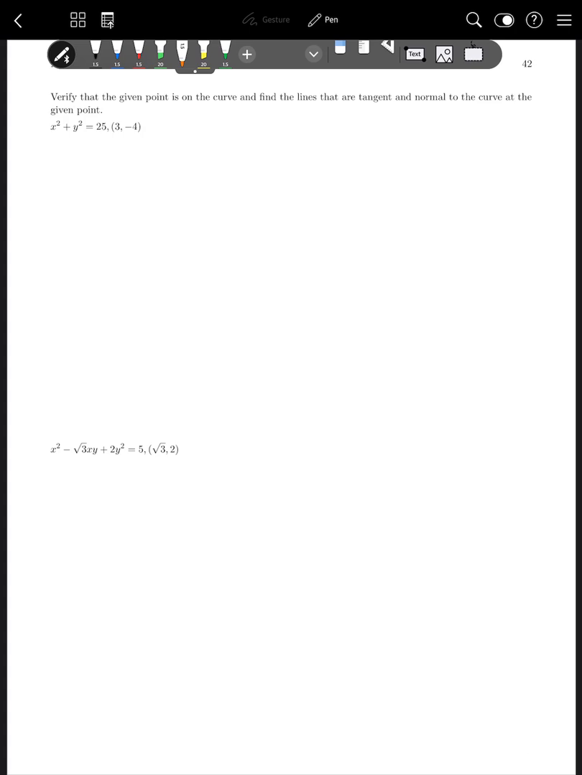Okay, so now you've had a chance to try them. Let's go through these together. So you can check and make sure that point works. It does. So we're just going to take the derivative of both sides with respect to x.